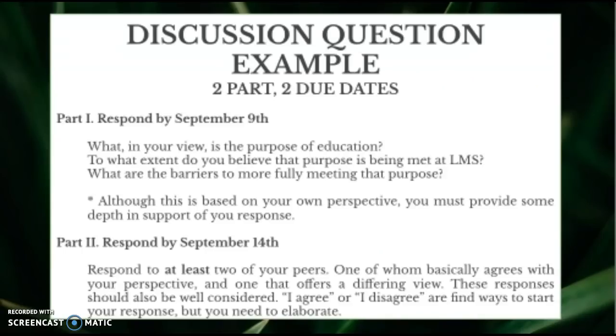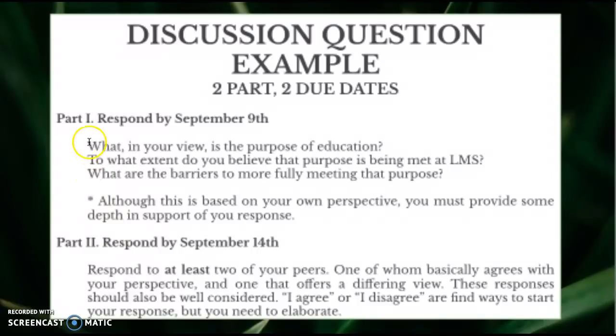So on your screen now, you see a discussion question example. This is a two-part, two due date assignment. It's a tongue twister right there. Part 1 is due September 9th, and Part 2 is due September 14th. And you'll see that on your screen right here. Part 1, respond by September 9th. Part 2, respond by September 14th.